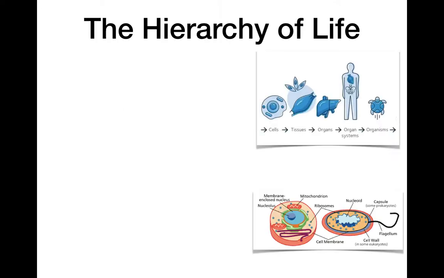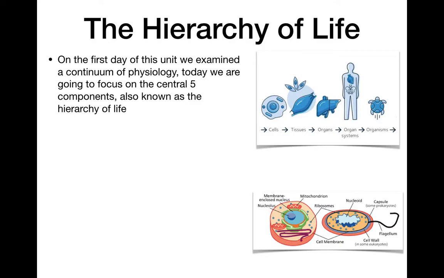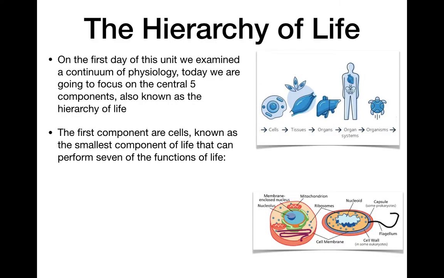Okay, so we're going to start by talking about the hierarchy of life. On the very first day of this unit, we saw a diagram, and here's a piece of it that I cropped out, and that talked about physiology going from an atom all the way to an ecosystem. We're going to be focusing on the 5 central components of that, and these go from cell to tissues, organs, organ systems to organism. That is known as the hierarchy of life. We're going to talk about these today because we're going to start getting into examples next class.